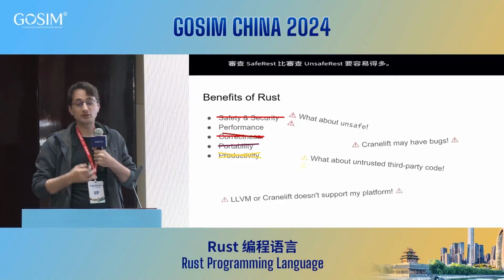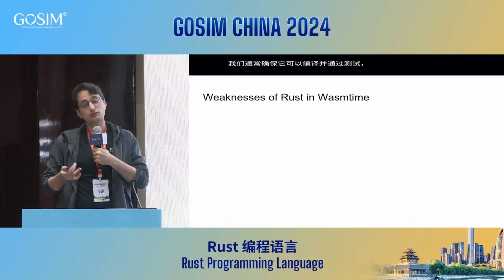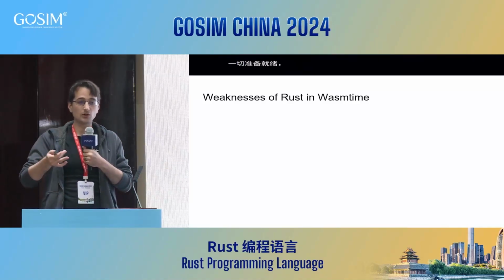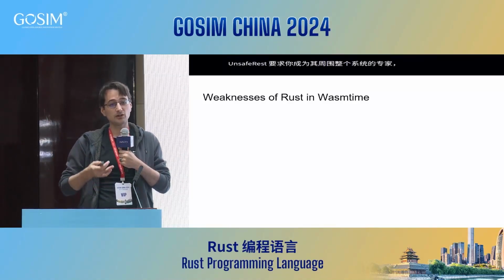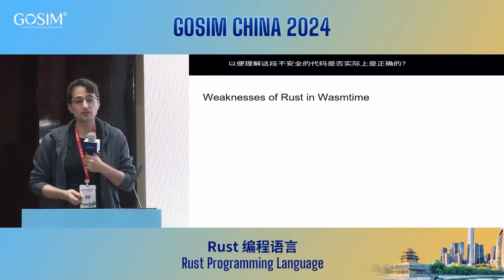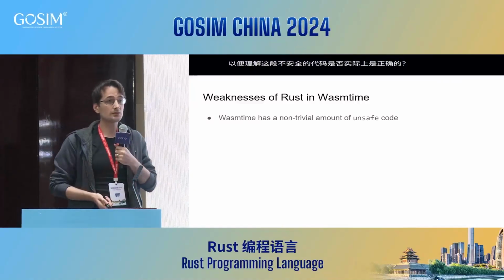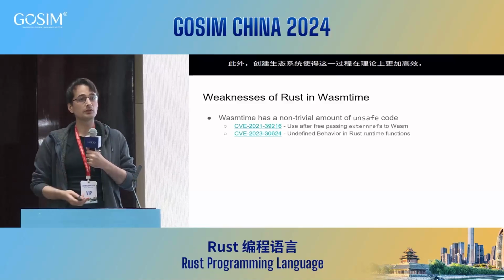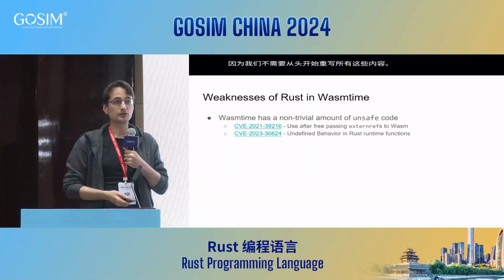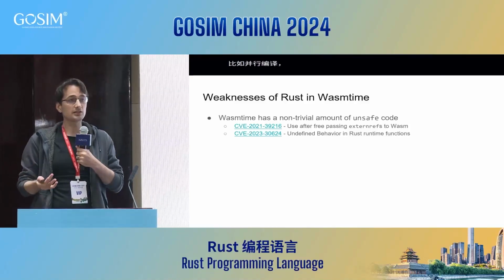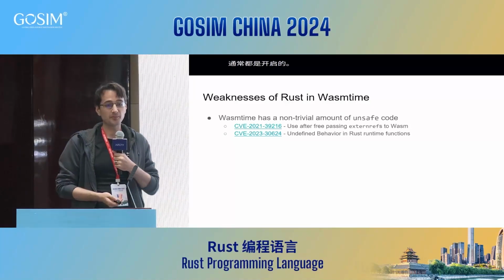So I'm being a little facetious here, but the real truth is there are weaknesses in Rust that we must overcome in Wasmtime. These goals of high performance and high reliability are not achieved simply by using Rust. We still have to go above and beyond to solve issues such as Wasmtime has a non-trivial amount of unsafe code. This has real-world implications where we have critical security issues such as problems in our garbage collector or problems of just understanding the unsafe behavior of functions at runtime.